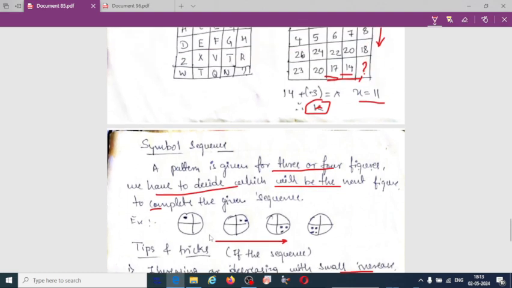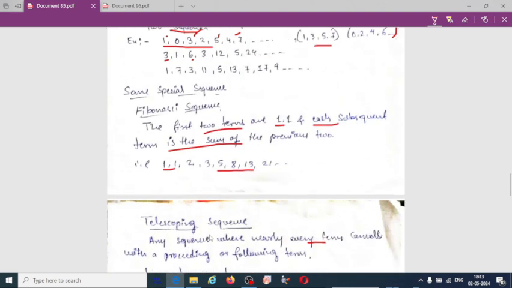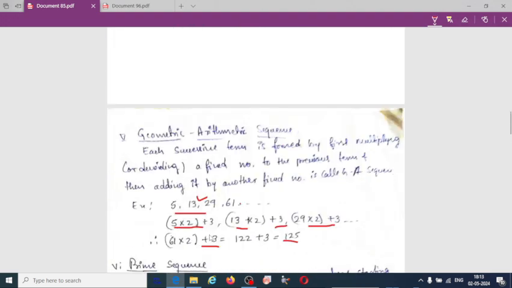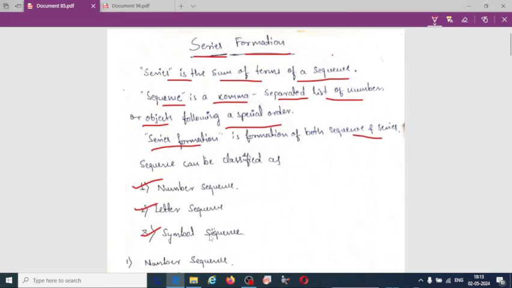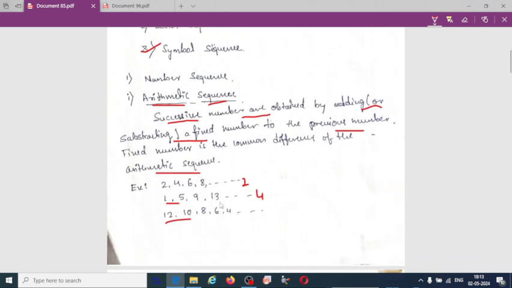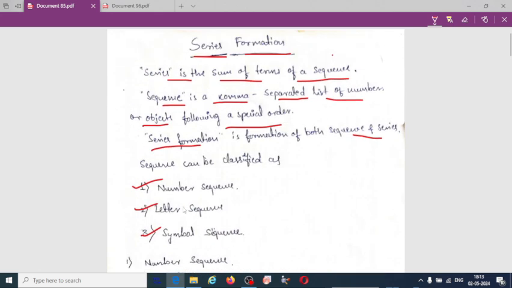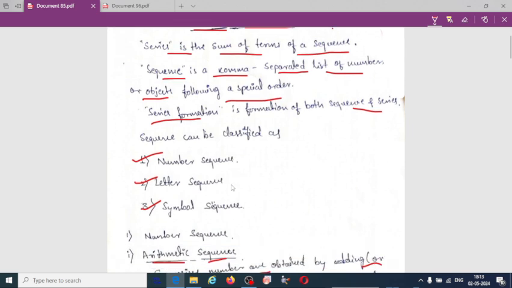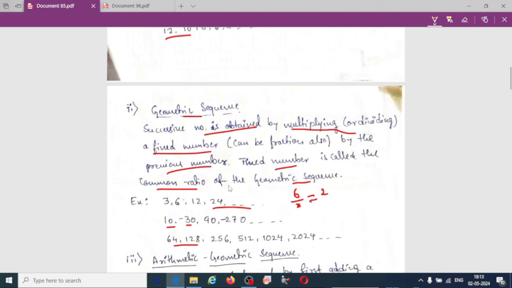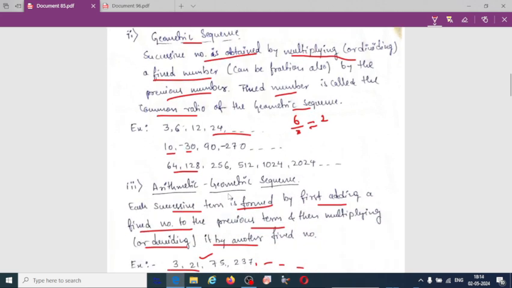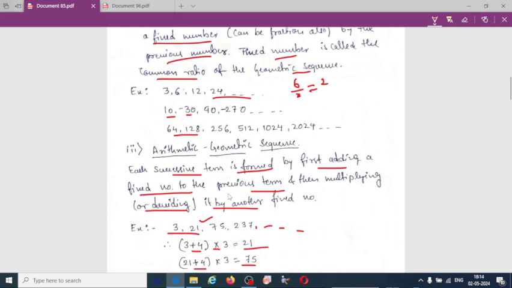So these are all about series formation, whether it may be a number series, letter series or symbol series. First you should know what a series is, how a sequence is formed, and what the types of sequences are, and how you can solve any given problem related to series.